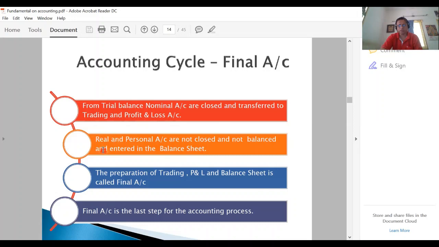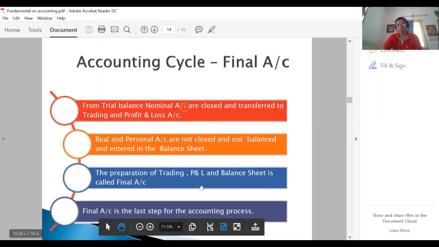Real accounts are all the assets like plant, machinery, building, cash, stock, and all that. Personal accounts are liabilities, equity, loans, and all that. Then the preparation of trading and P&L and balance sheet is called final accounts. Final accounts are the last step of the accounting process.